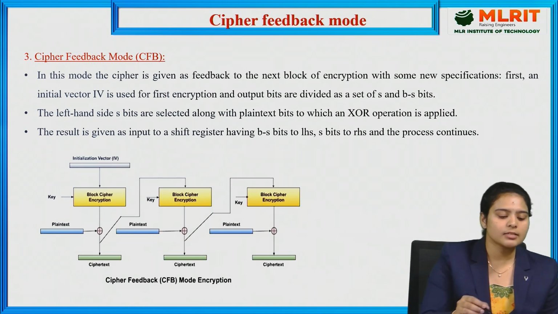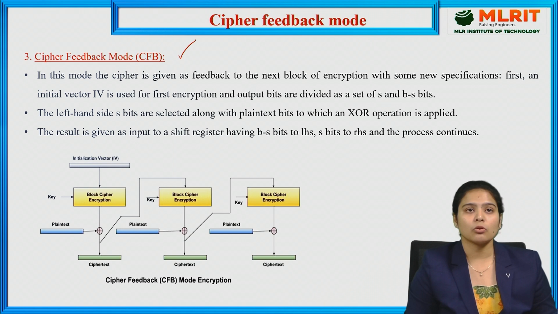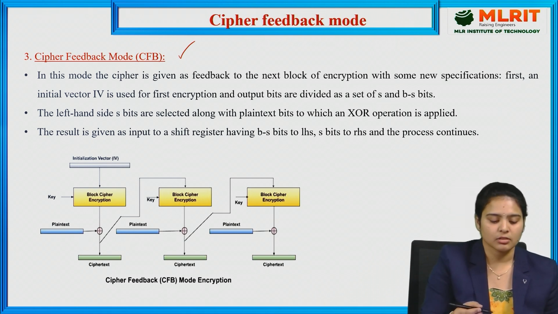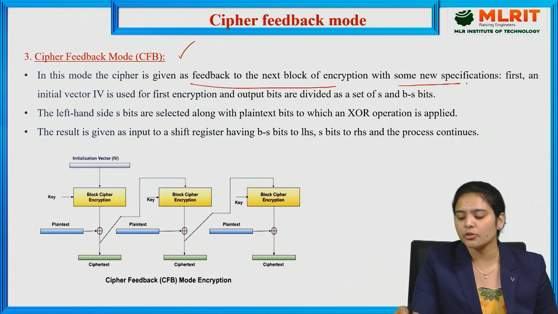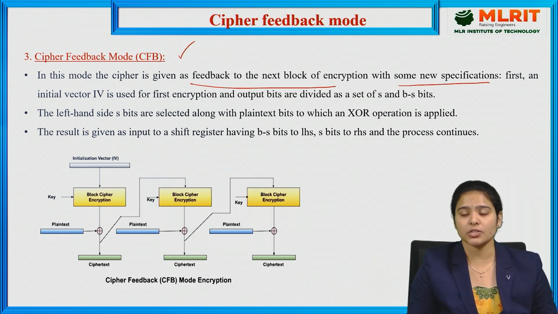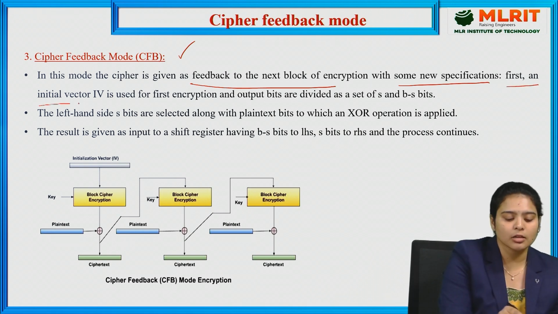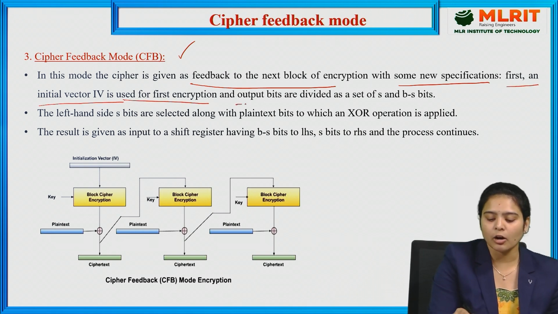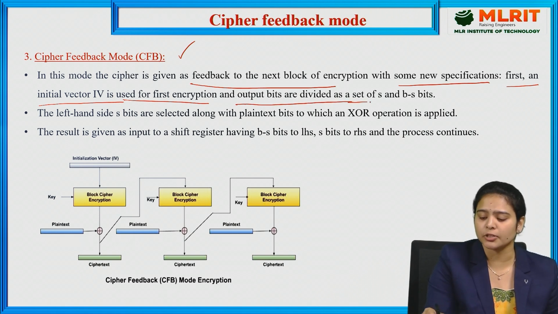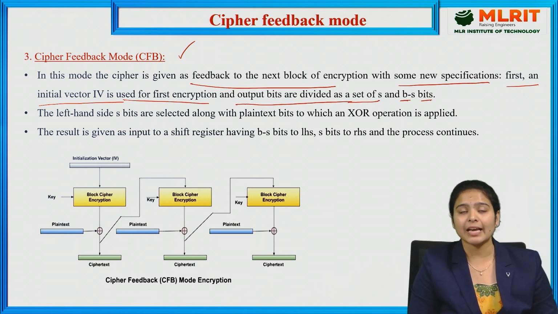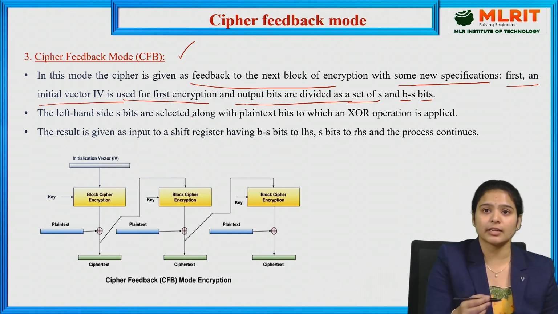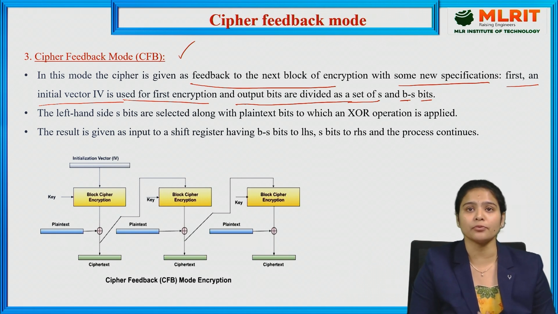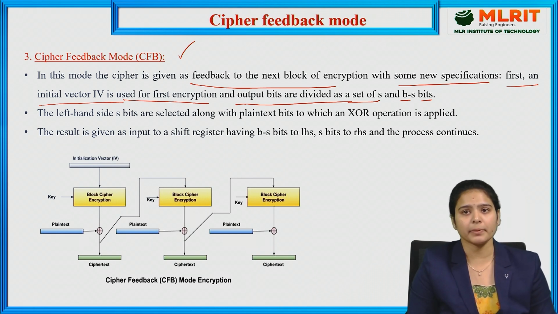So next, the third one is cipher feedback mode. What does cipher feedback mode give? It gives a feedback to the next block of encryption with some new specifications. What are those new specifications? We can see here. First, an initialization vector IV is used for the first encryption, and the output bits are divided into a set of S bits and B minus S bits. So in cipher feedback mode, with the initialization vector first going through the encryption process, the output is divided into two types of bits: S bits and B minus S bits.